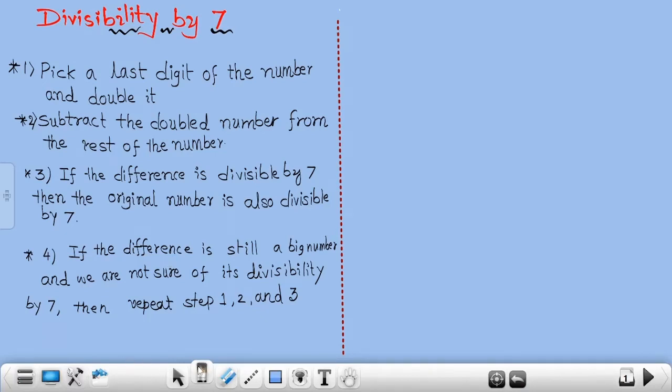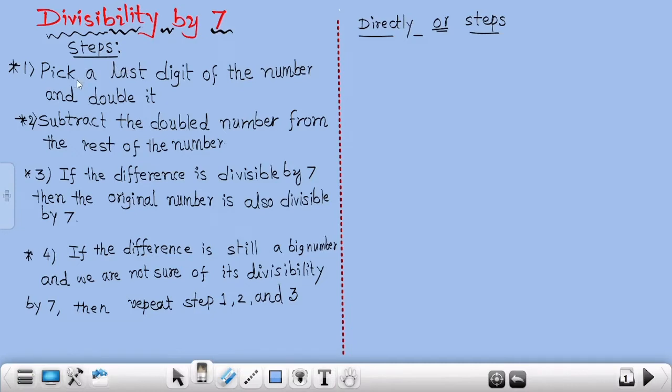Today we will study the test of divisibility by the number 7. For that you have to follow these steps. There are two methods. You can either check directly by dividing a given number by 7, or you can follow these steps. If you are good at division you can check directly, or you can use these steps.